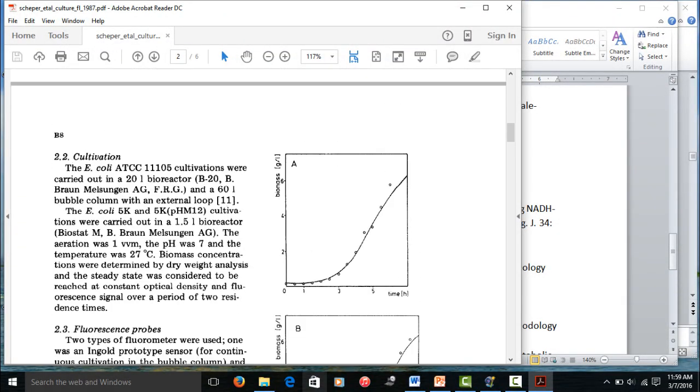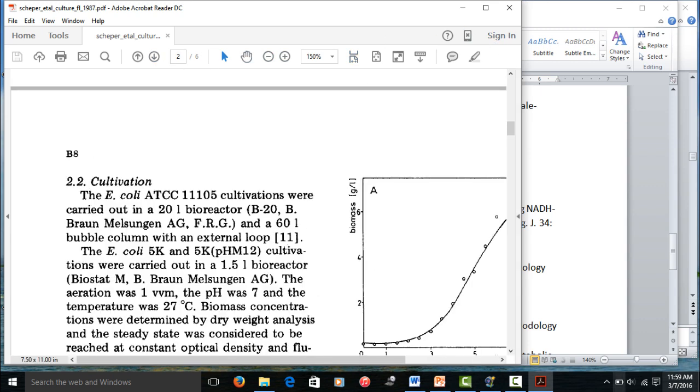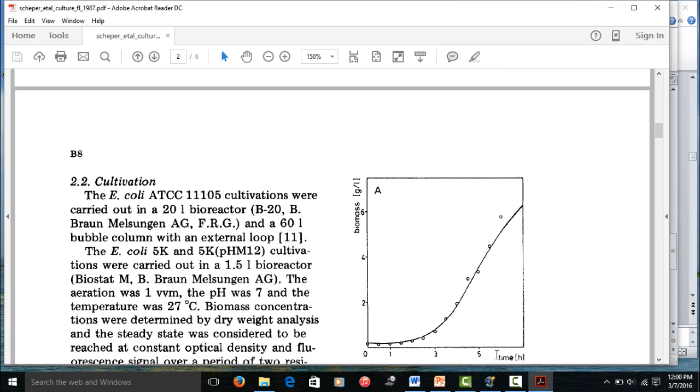Okay. What I'd like to point out is this. You see, this is biomass versus time. The points here are the individual points. Let's increase the size a little bit so that you can see it a little better. The points are experimental points, and the line is given by culture fluorescence. You see a very nice relationship.